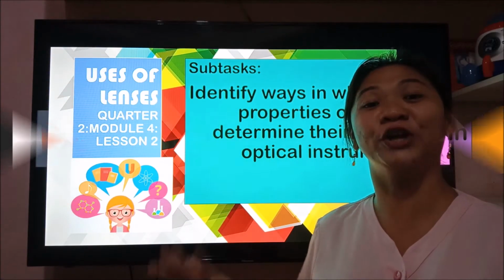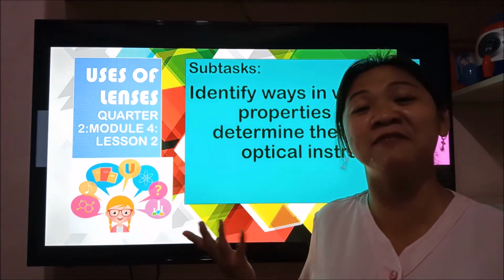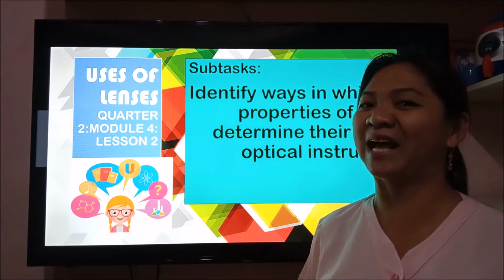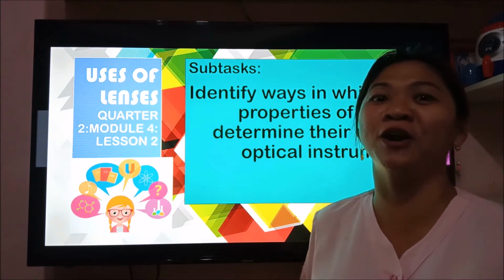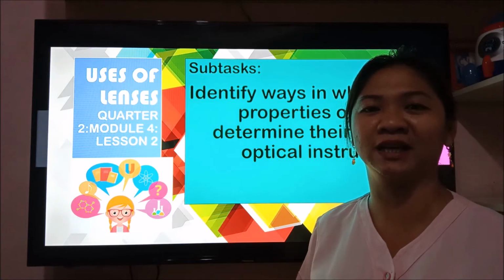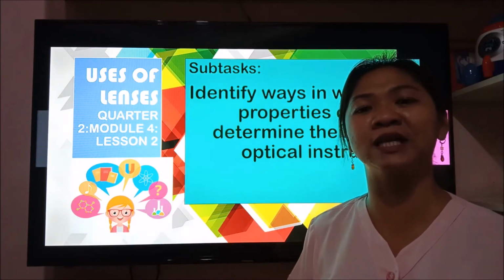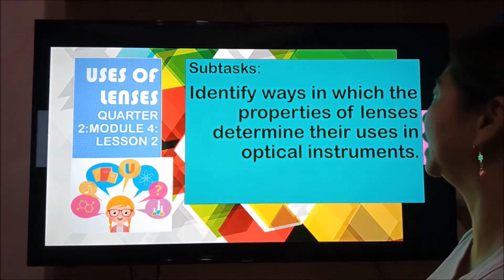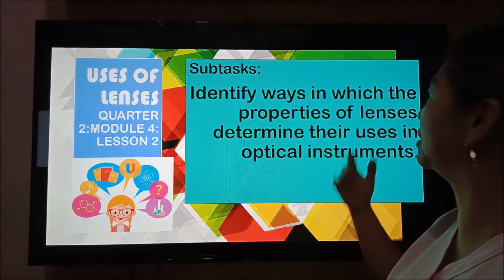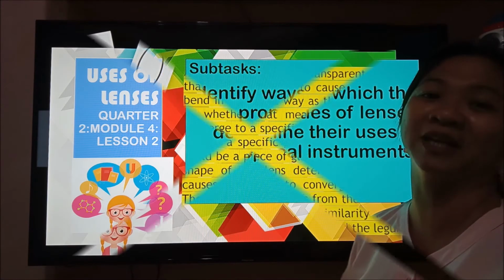Class, were you amazed by the uses of mirrors in the optical devices that we have mentioned? This time, let us be more amazed with the uses of lenses in optical devices. But bear in mind that as we move along with the lesson, you should be able to identify ways in which the properties of lenses determine their uses in optical instruments.